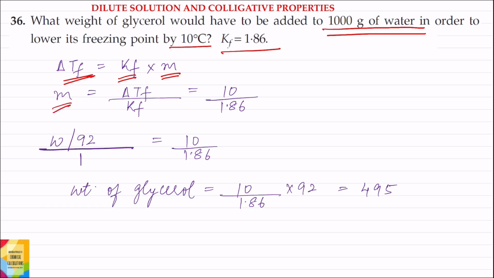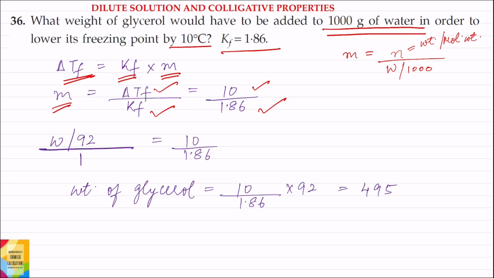Now molality of the solution will be equal to delta Tf divided by Kf, which is equal to 10 divided by 1.86. Now what is molality? Molality is number of moles divided by weight of solvent in kgs. So if W is the weight of solvent, to convert it into kgs, it will become W divided by 1000 kg. And number of moles will be equal to weight of solute divided by molecular weight of the solute.